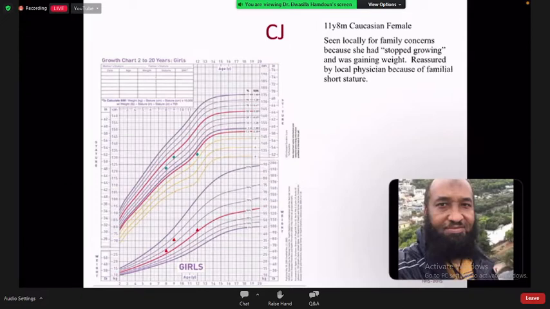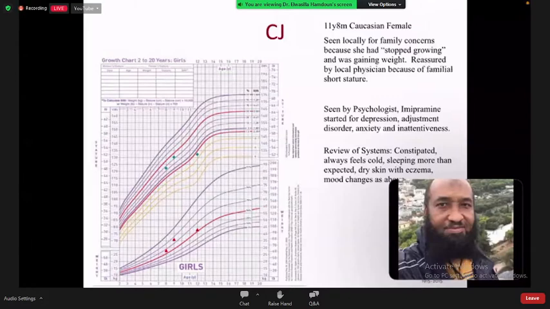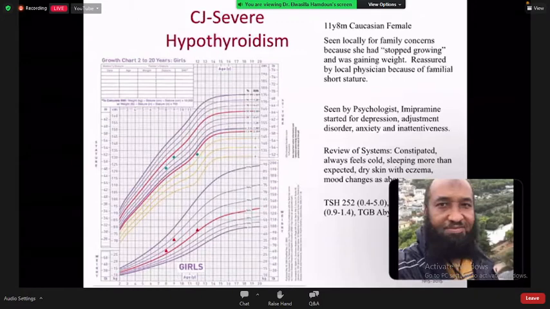reassured by the local physician because of familial short stature. Seen by the psychologist, given antidepressant. And then in the review of systems, you have a symptom of constipation. Always feels cold, so there is a cold intolerance problem, and there is some sleep problem, dry skin, and eczema. So this is a typical case of hypothyroidism.